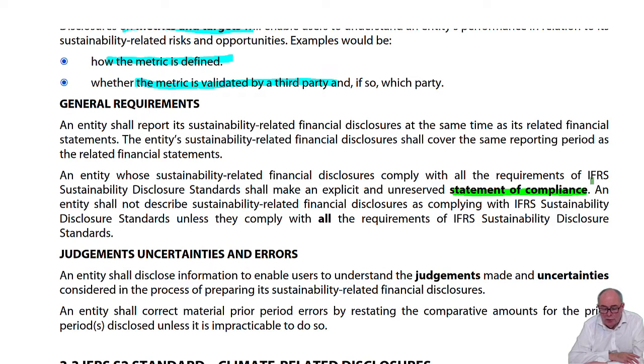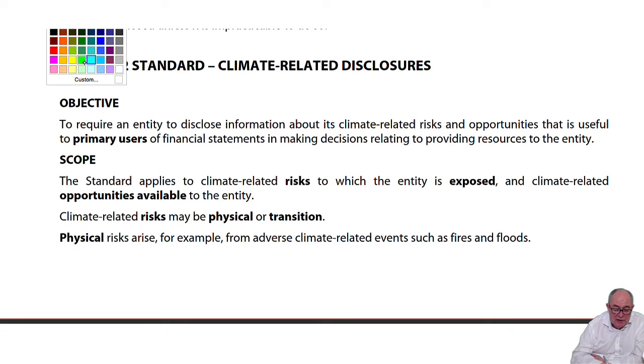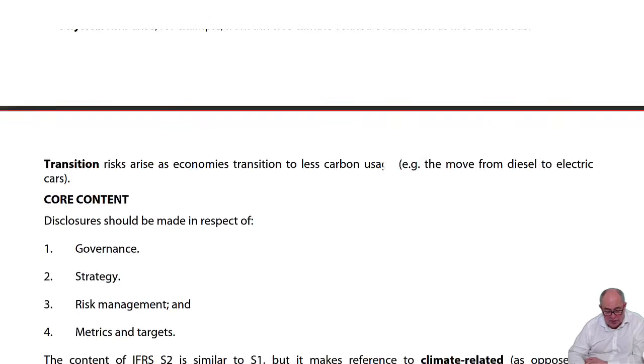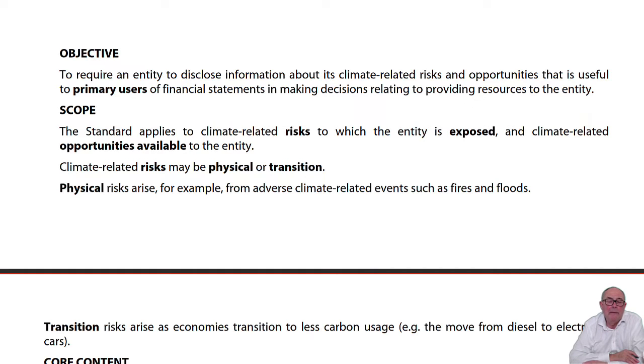Statement 2 drills down from sustainability generally to climate-related disclosures. And really, it largely follows the pattern of Standard 1. So again, it has objectives, scope, core content, exactly the same. So not too much to say here. But within scope, I want you to notice that it talks about climate-related risks, which could be physical or transition.